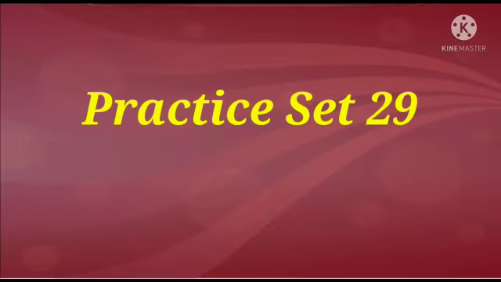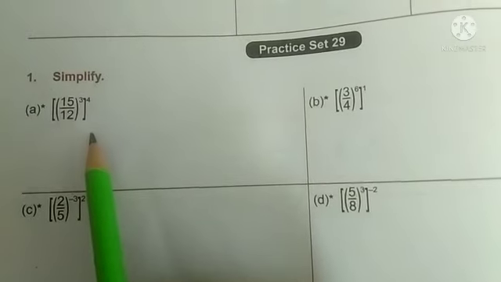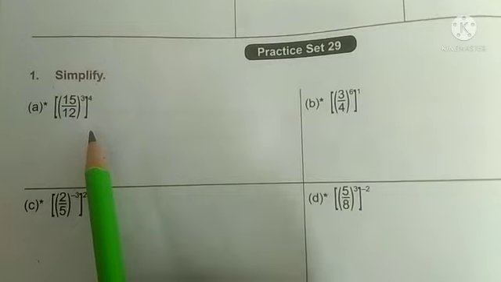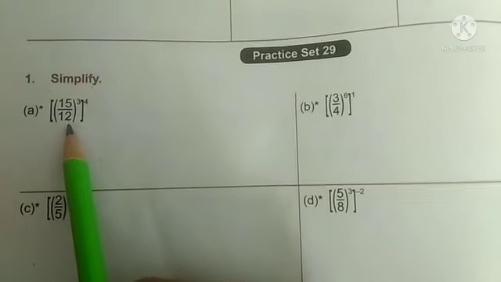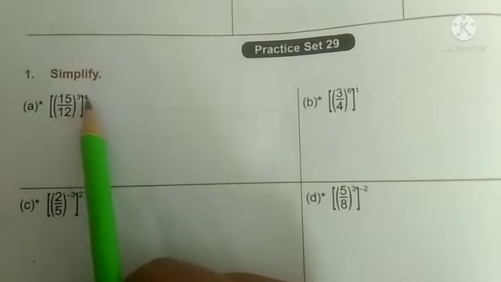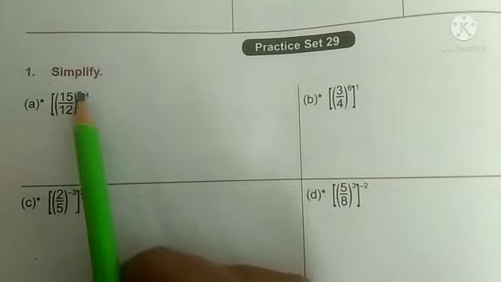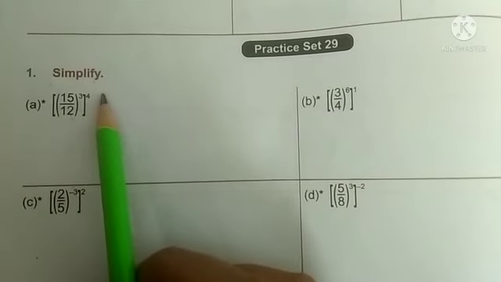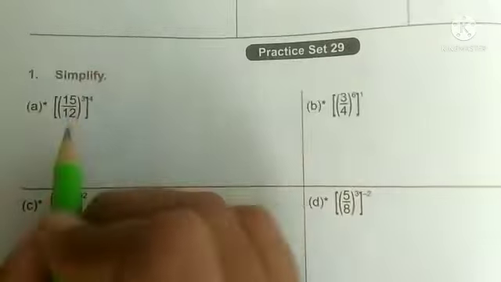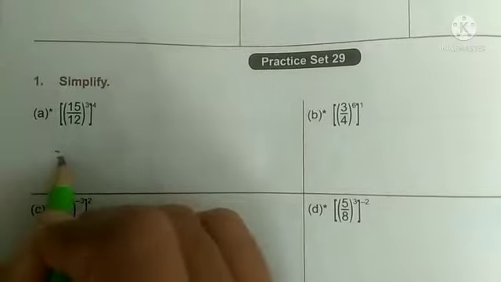Now let's see practice set 29. Question number 1, simplify. Now again here we have to use the laws of indices and simplify. So see, student, here you can see in your question one base is given and two indices are given. So whenever the question is given like this, one base and two indices, what you will do is multiply your indices. Clear? So see how you are going to multiply your indices.